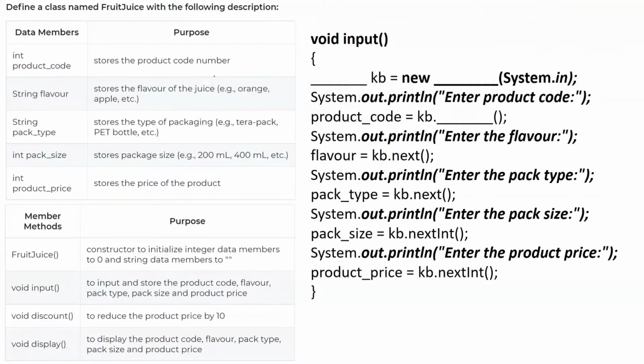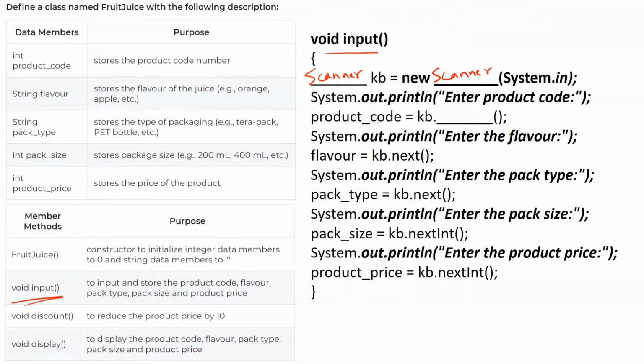So here we are having void input method available with us. So here we can say, right, that they have asked us to create a void input method to input and store the product code, flavor, pack type, pack size, and product price. So as we very well know that we have imported scanner class, we will be writing Scanner KB equal to new Scanner. So what we have done is we have created an object KB of type scanner class.